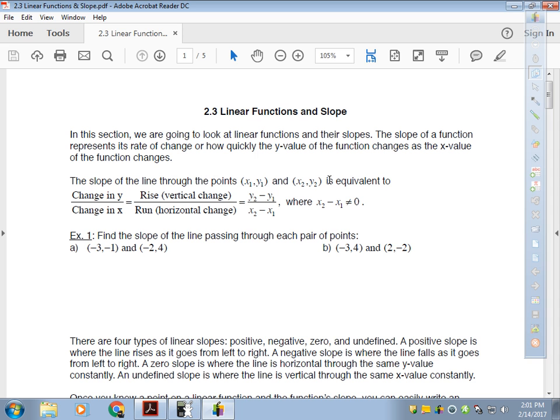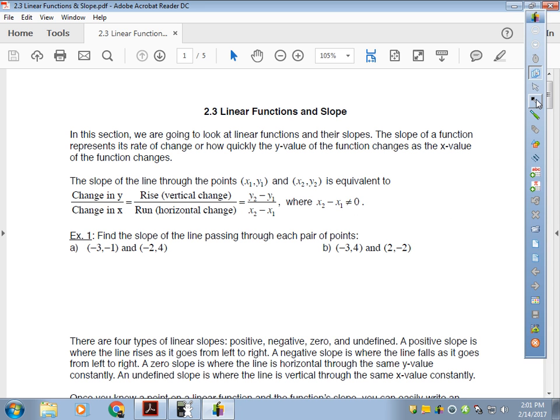A slope is something that passes through 2 points, x1, y1, and x2, y2. And there's a number of different ways you can find it. You can look at change in y over change in x, which is also called rise, the vertical change, over run, a horizontal change. Or algebraically, you can find it by doing y2 minus y1 over x2 minus x1, as long as x2 minus x1 does not equal 0.